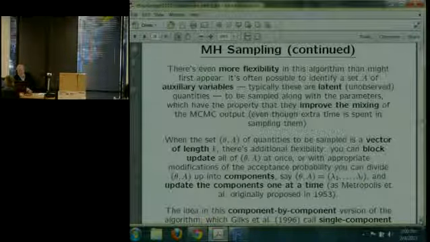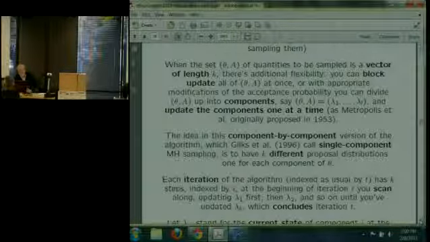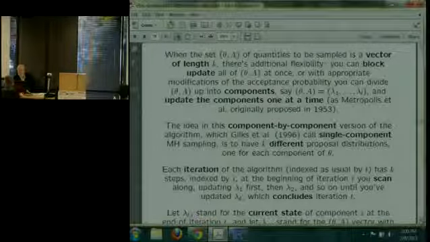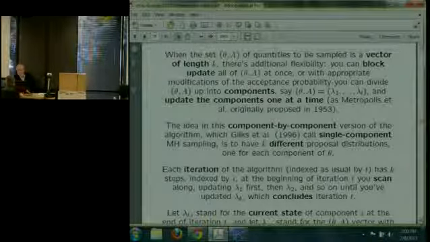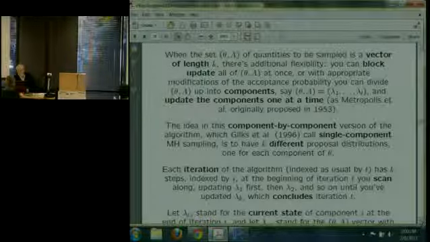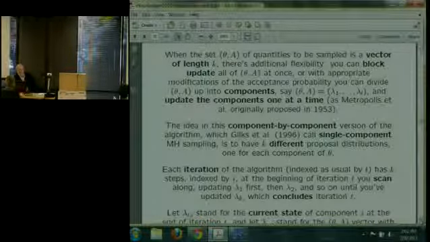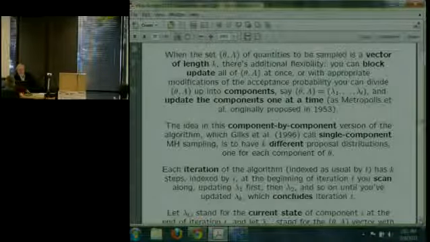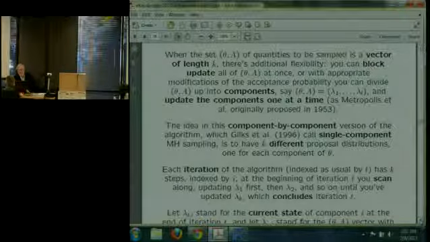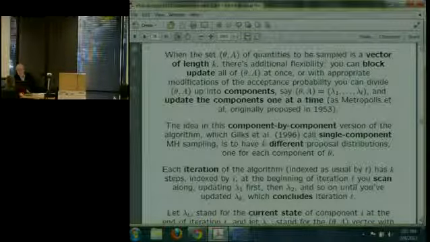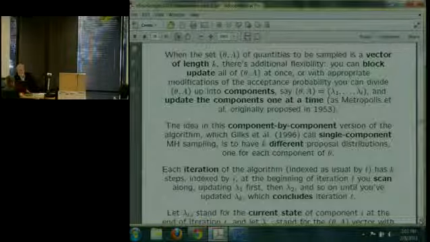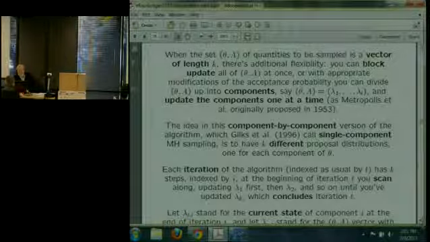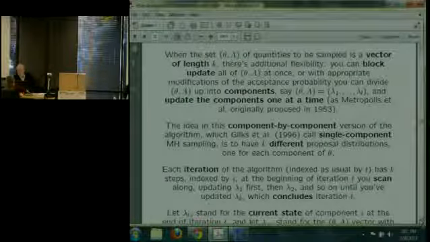So if I start with the original set of unknowns theta and I add to it a block of latent variables or auxiliary variables A, there turns out to be even additional flexibility in the Metropolis Hastings algorithm. You can update all of them at once, or it turns out with appropriate modifications of the acceptance probability, you can divide that entire theta comma A vector up into components and update the components one at a time, including taking each element of theta and updating it one at a time. And people call this single component Metropolis Hastings sampling.